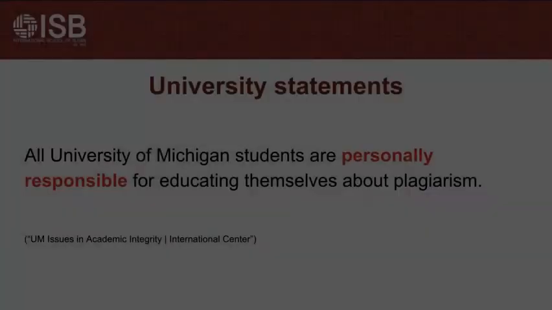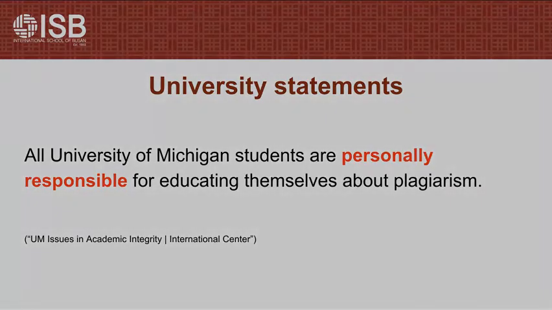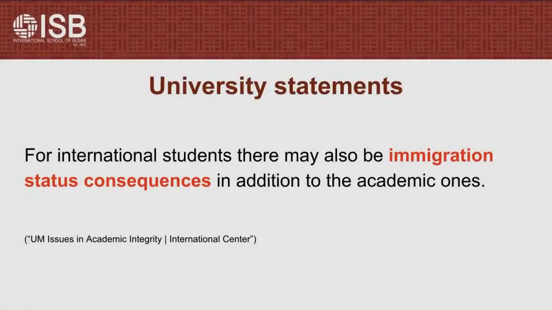The University of Michigan says all University of Michigan students are personally responsible for educating themselves about plagiarism. It may well not be taught. So that is an important part of the extended essay. This is where we teach students what they need to know. The University of Michigan also notes that international students may face immigration status consequences in addition to academic consequences if plagiarism is found to have occurred.